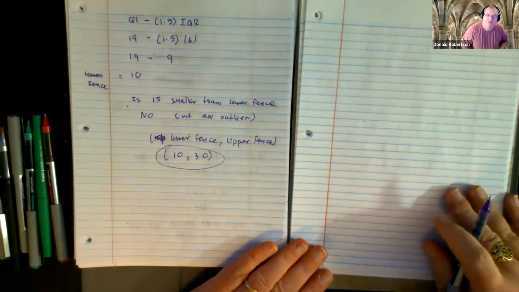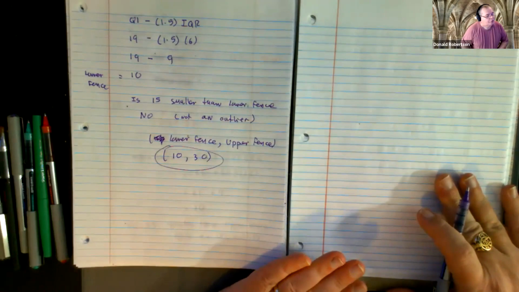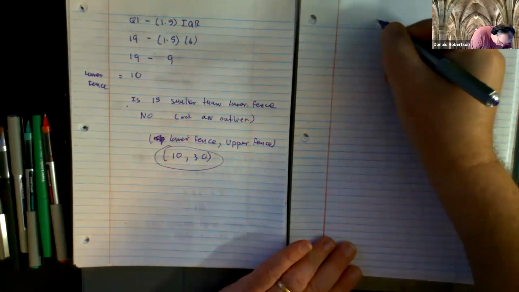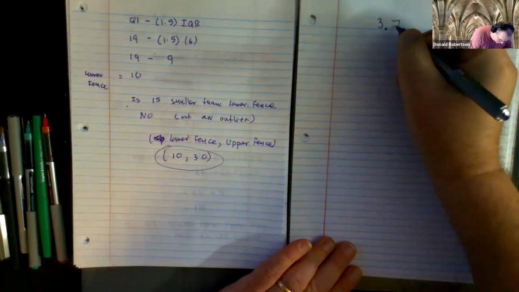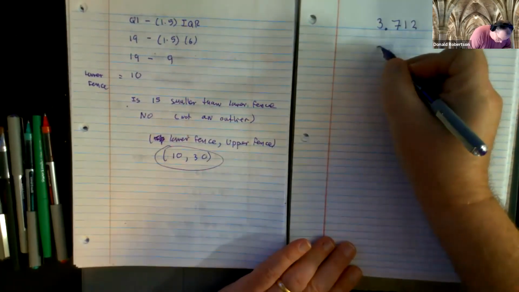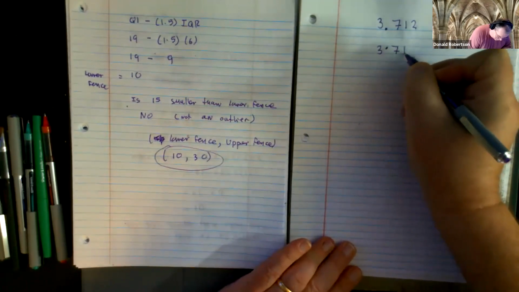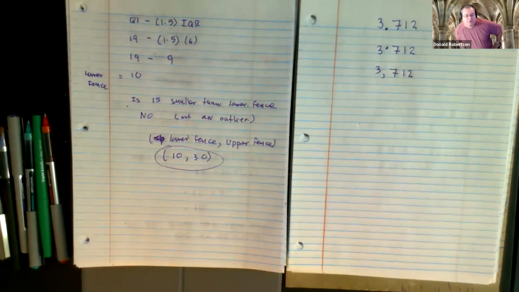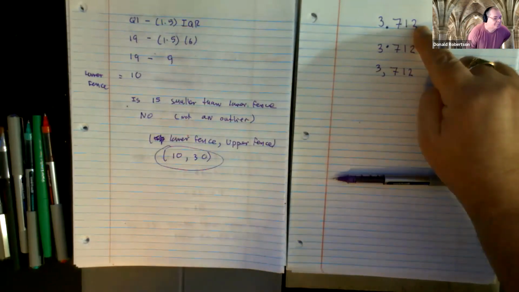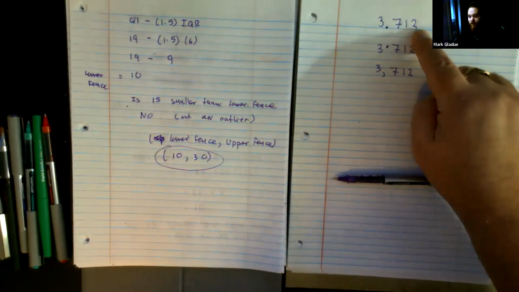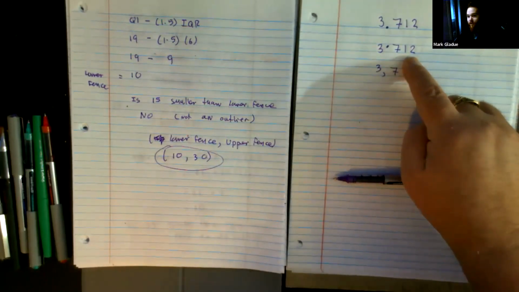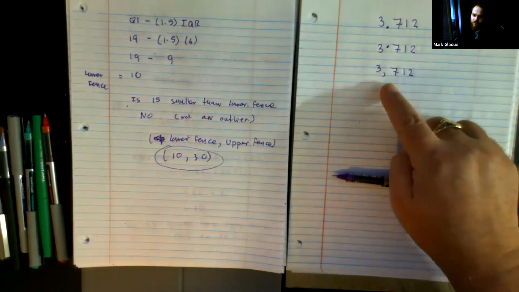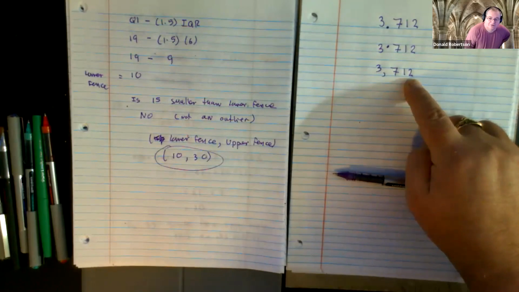So let me show you, this is a side issue, why that's a problem when we don't do it. Okay, what have I just written down here? What's that top guy? What is that? 3.712. Okay, what have I written down here? 3 times 712. And what have I written down here? 3,712.